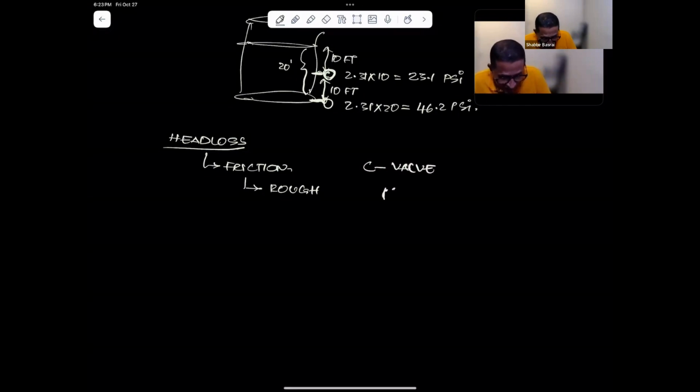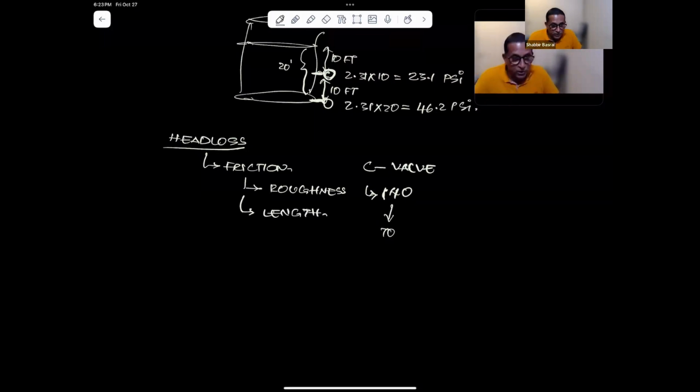I think a PVC pipe is one of the smoother pipes, so it'll have a C value of about 140. And if you have a pipe that is relatively rough, the C value is going to be lower, could be even 70 or something in that range. So it all depends on the roughness. It also depends on the length of the pipe.